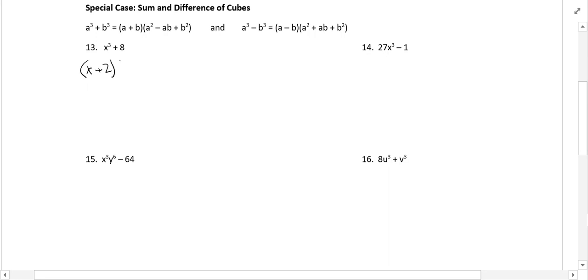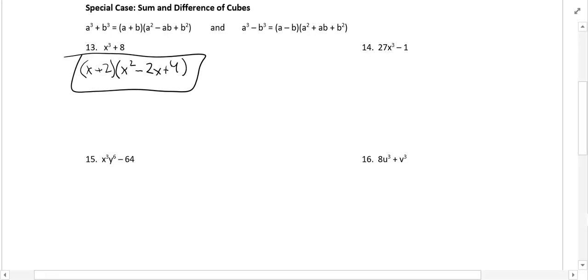So then what I need to do is I square the first term. So this is x squared. I multiply a and b together, so I get 2x, and I switch the sign. So that becomes a minus 2x. And then I square the last term. So 2 squared is going to give me a positive 4. So then this is my factored form. And again, you could check it. You can make your box, multiply everything, and check that you get back to x cubed plus 8. So you could check it if you wanted to.